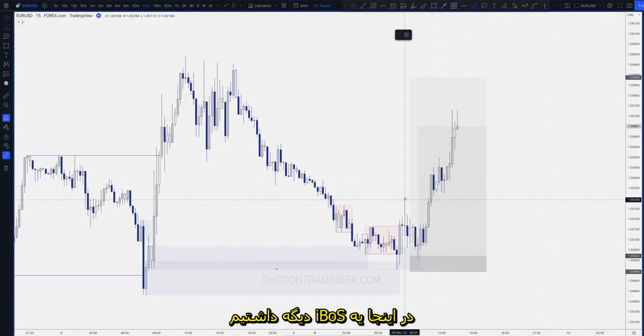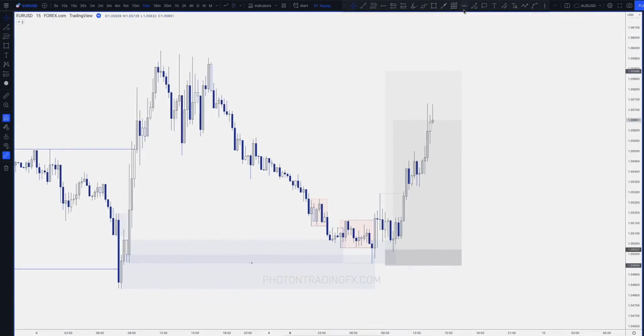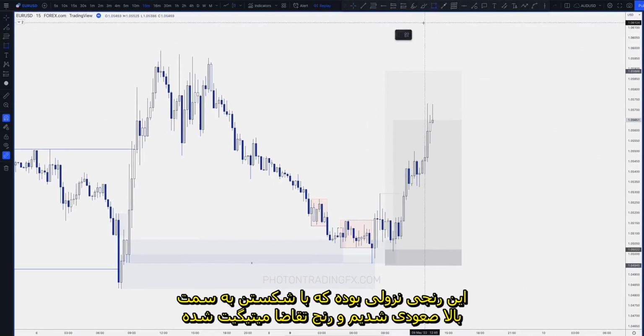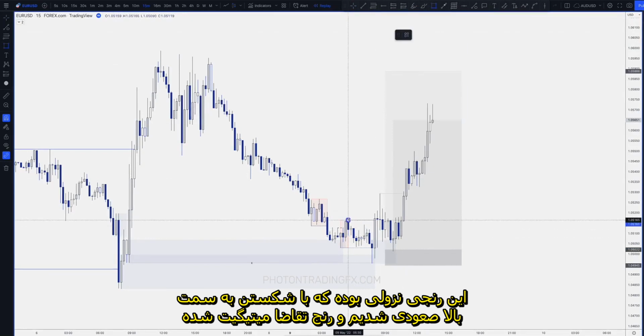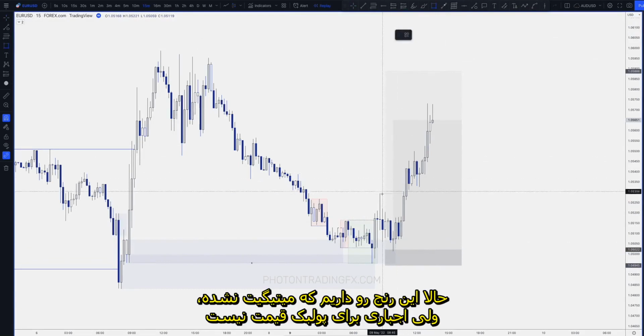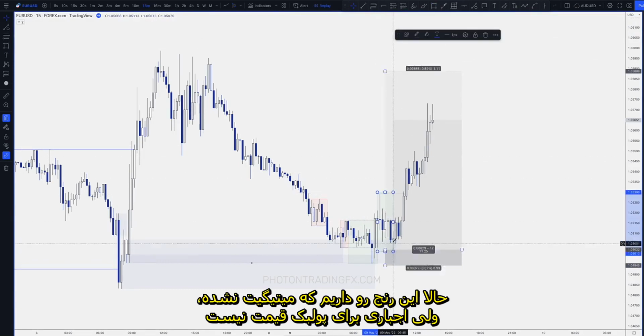So then we get another IBOS here. And then what would we expect? We would expect potentially, this was bearish. Now you can draw it like this, from bearish to bullish, from where we then break out. That demand range then gets mitigated. And then we have this range here, which hasn't been mitigated.